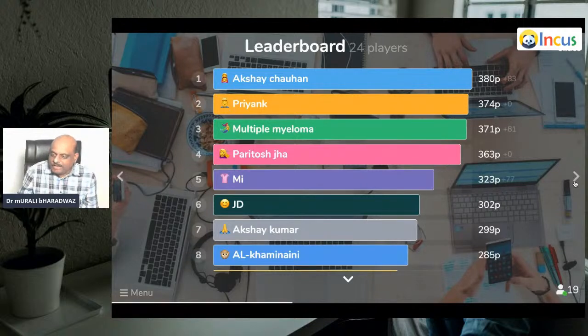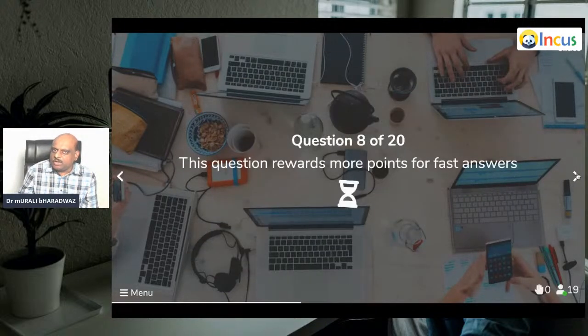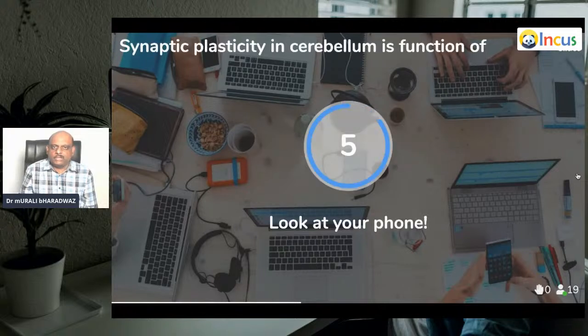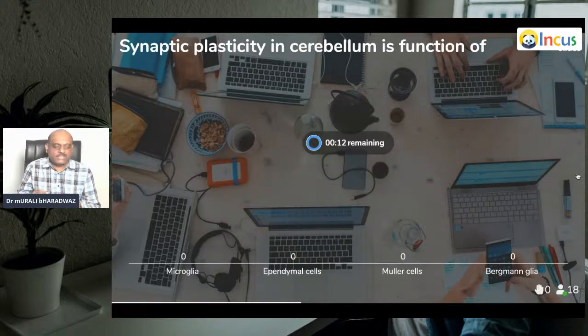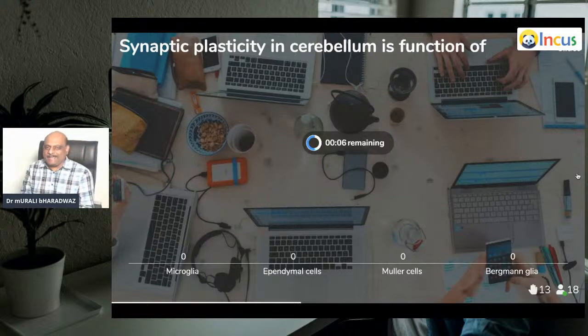Good. That keeps Akshay Chauhan on top. Chauhan is a great Rajput name, right? Among the Indian patriots. Akshay Chauhan, answer like a sword, let's see who becomes the winner.